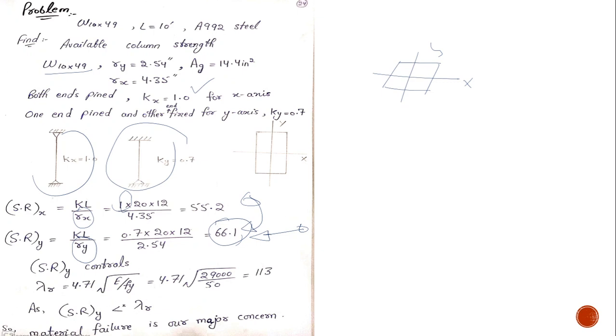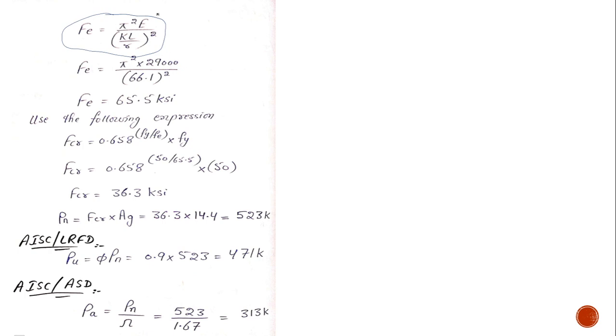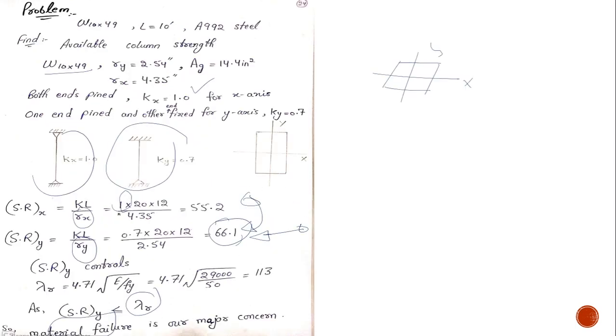Again, the slenderness ratio in Y is less than lambda r. It means this is going to be in the squash region, and the failure would be material failure. So I have written it, material failure. And again I've found this F effective, and again you have to use the squash equation, and we have solved it. The only twist is two slenderness ratios based on two support conditions along the x and y axis. So the point is you have to select the maximum slenderness ratio.